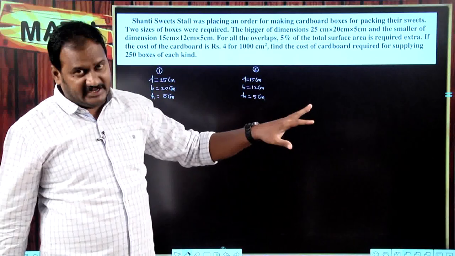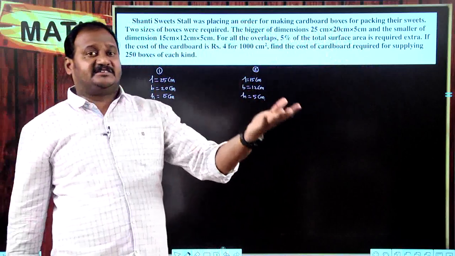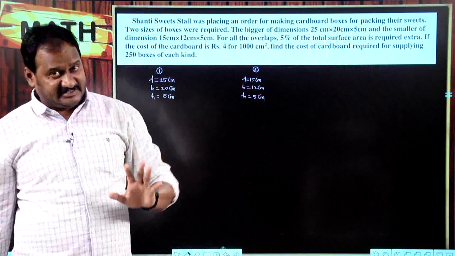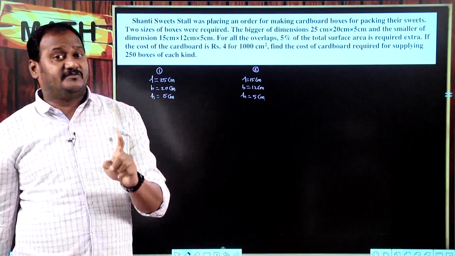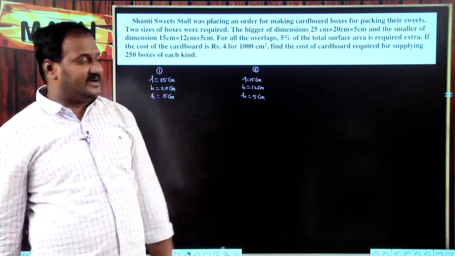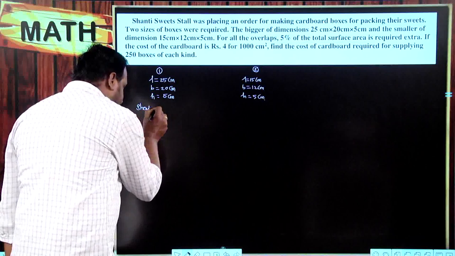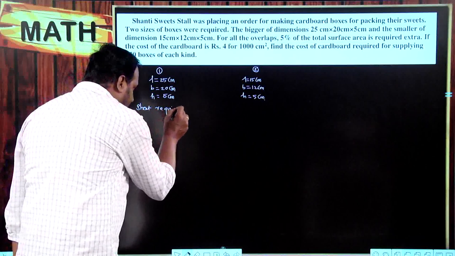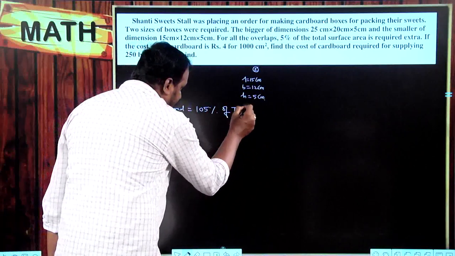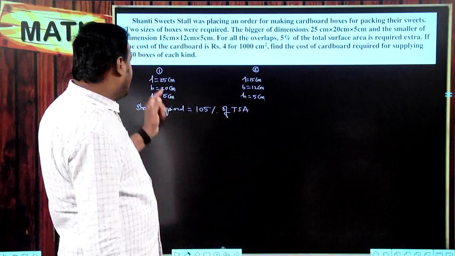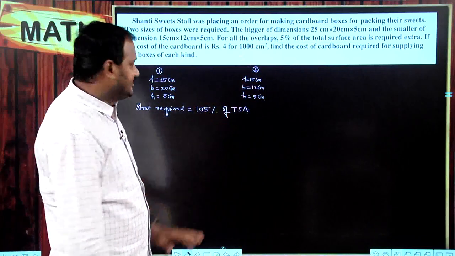Instead of doing them individually, 5% of the total surface area is required extra for overlapping and 100% of the total sheet is required for making the total surface area of the box. So, totally we need 105% of the total surface area as the sheet required for making one box. Hope you understand. Now, I am going to find 105% of the total surface area of the first box as well as the second box.